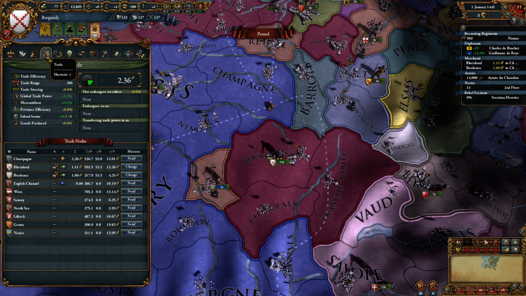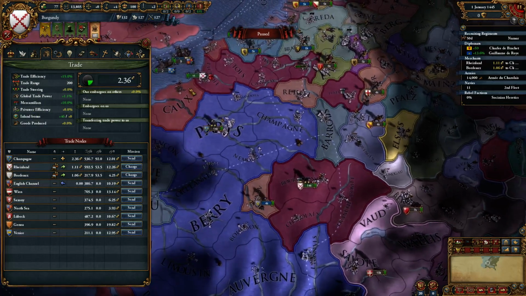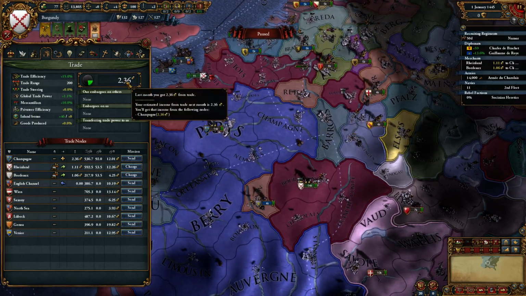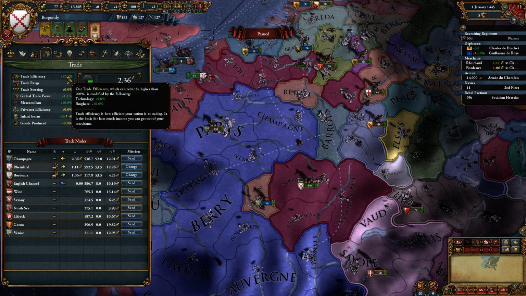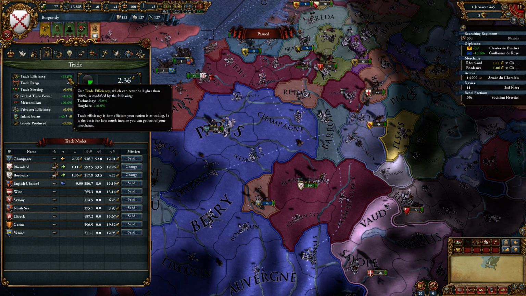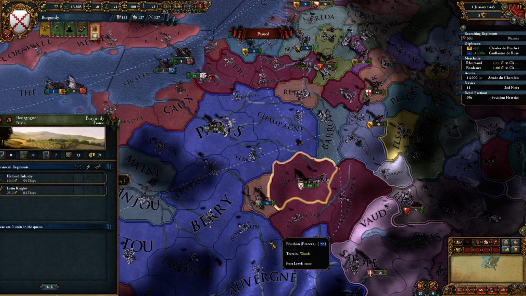So let's jump into trade. So this is the trade tab. Of course, we're collecting from Champagne, 2.36. Here's some modifiers. Trade efficiency. Basically, the more efficiency you have, the more money you will directly collect.